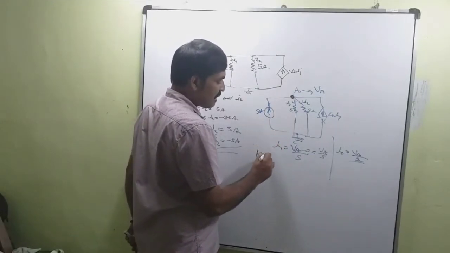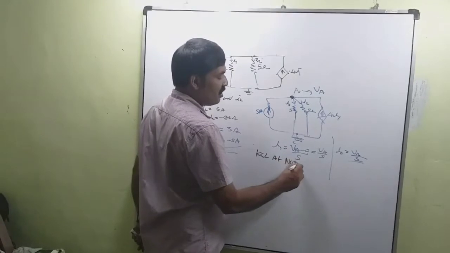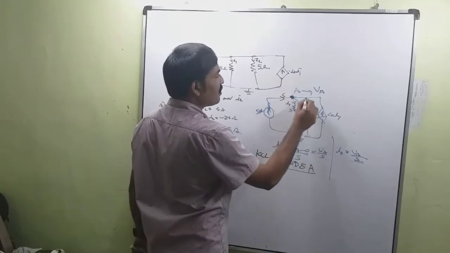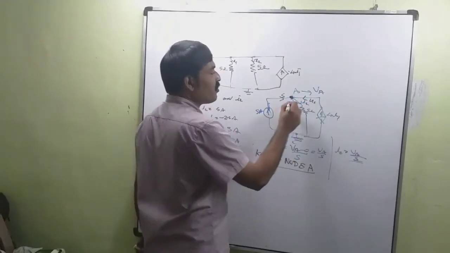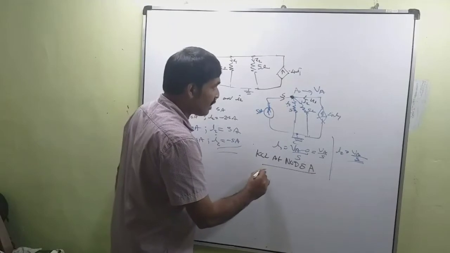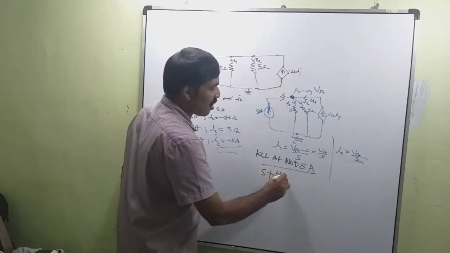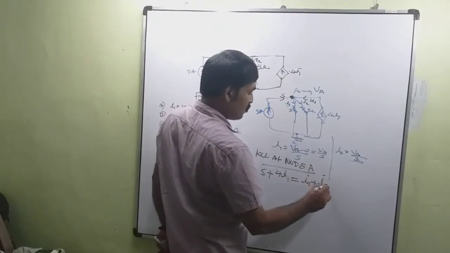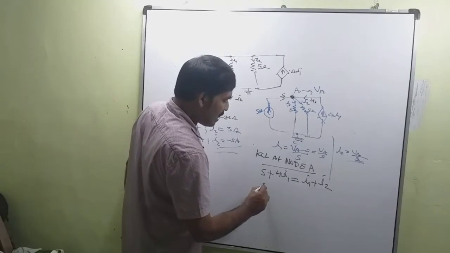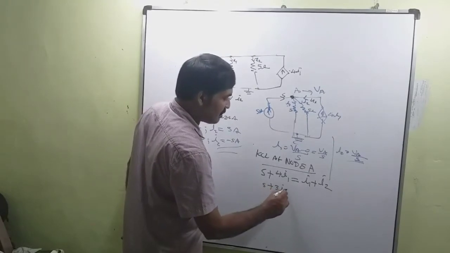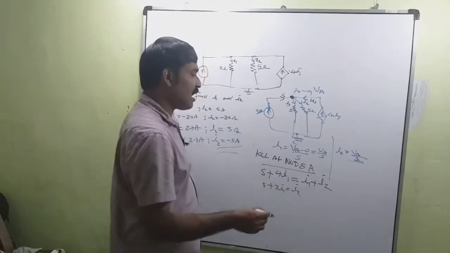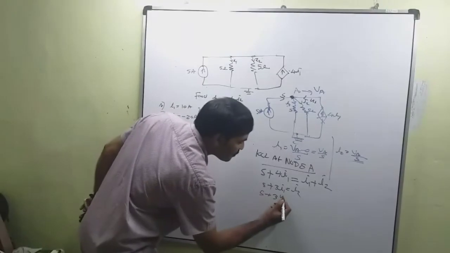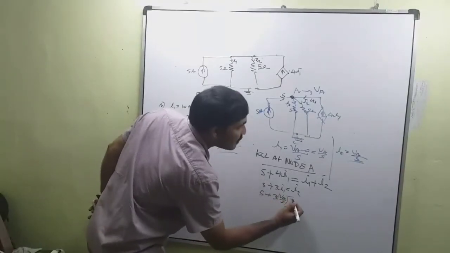Now applying Kirchhoff's current law at this node A. That means apply KCL at node A. That says that the incoming current is 5, incoming current is 4I1 and outgoing current is I1 and I2. So we can write incoming current, that is 5 plus 4I1 is equal to outgoing current, that is I1 plus I2, or this is equal to 5 plus 3I1 is equal to I2. We can write I1 is equal to VA by 5. So this becomes 5 plus 3 times VA by 5, that is equal to I2.